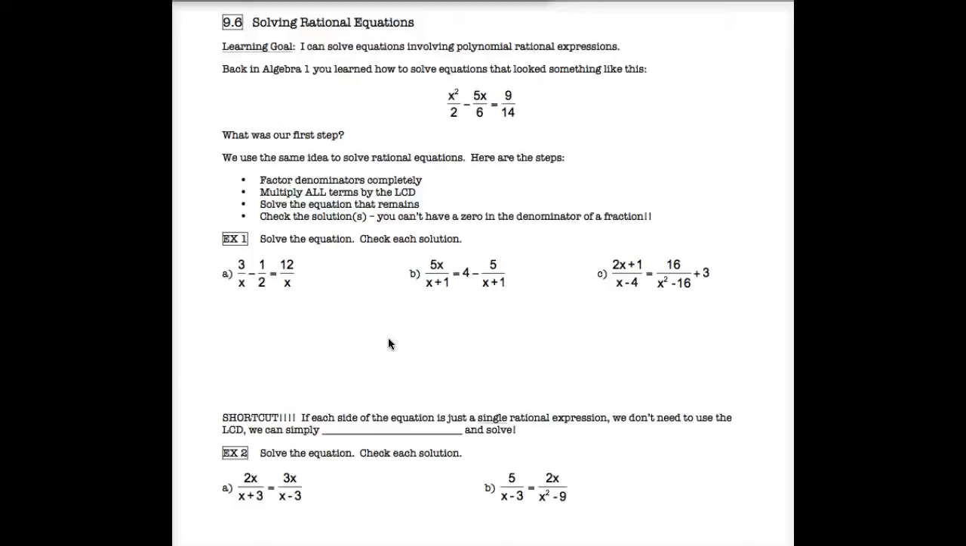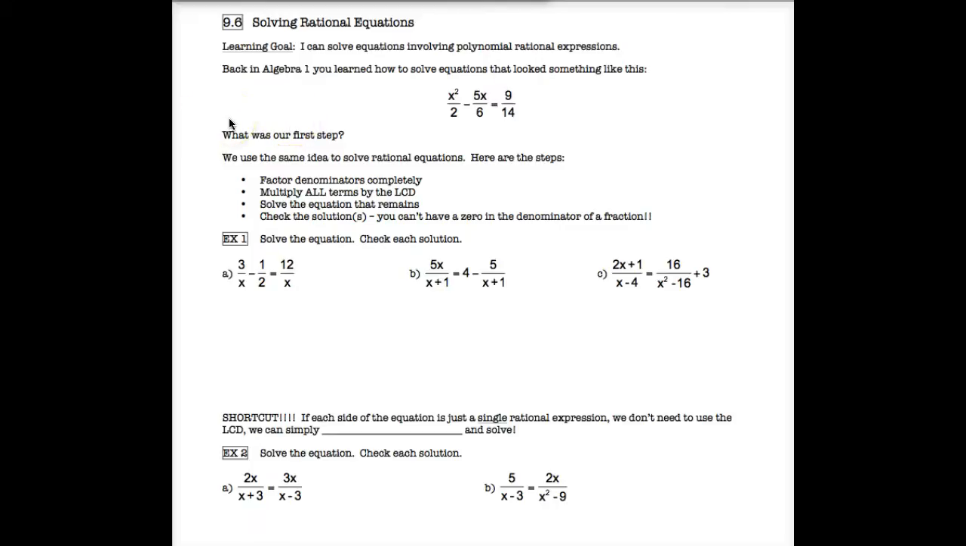Alright, so today we are going to talk about solving rational equations. What we've been doing the last couple lessons is simplifying our complex fractions, as well as our expressions by addition or subtraction. And now we're actually going to be looking at solving when we've got these fractional polynomials. So, our learning goal is to solve equations involving polynomial rational expressions. Meaning we've got fractions with polynomials in them.